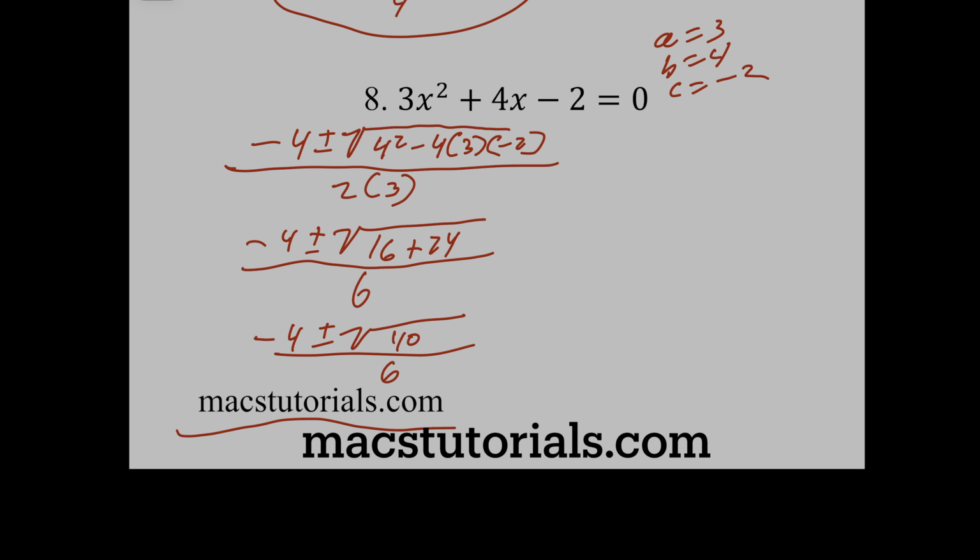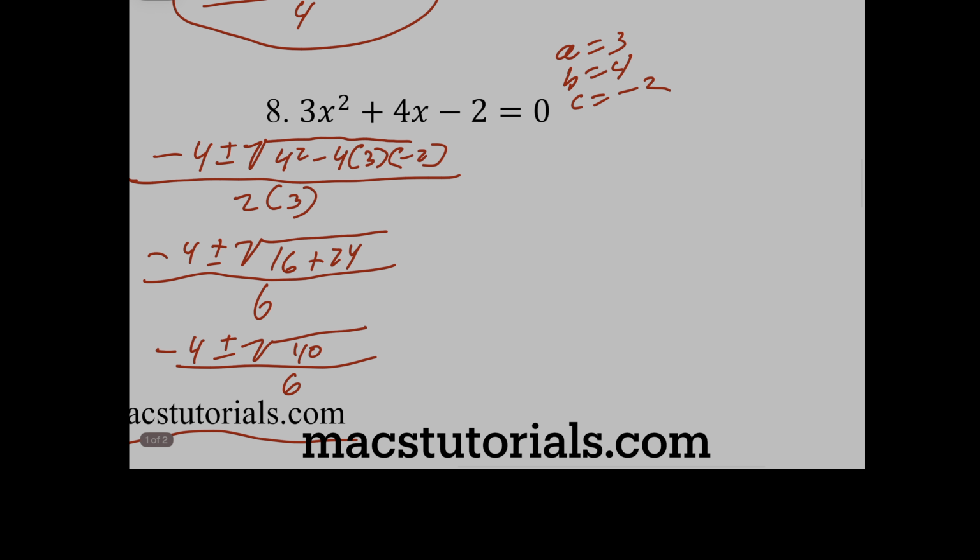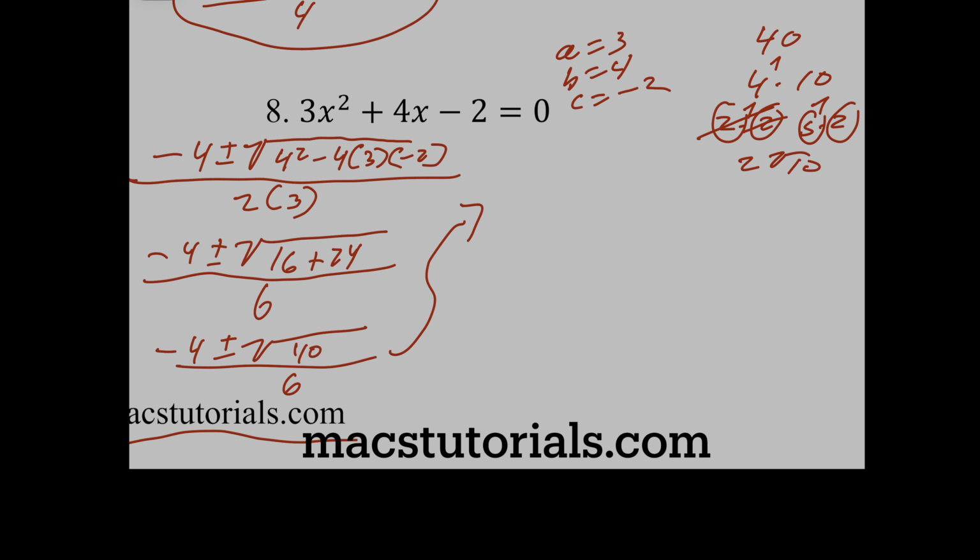40 all over 6. Now let's just do 40 off on the side here. 40 becomes 4 times 10, which is 2 times 2, which is 5 times 2, boom, boom, which is going to be 2 root 10. So this, just restated the 40, not doing any other math, negative 4 plus or minus 2 root 10 all over 6. Okay? And now what you're going to do here, I'm going to do this a little differently.